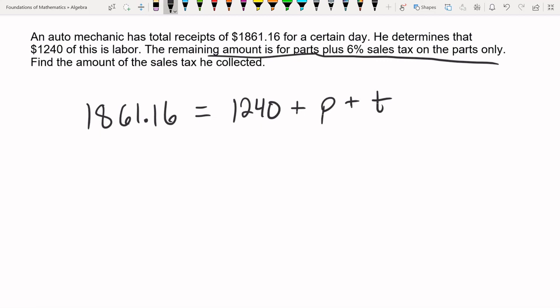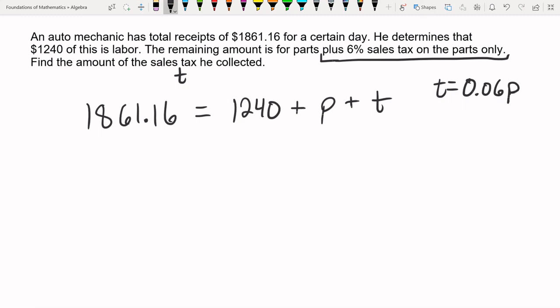What we want to know is how much sales tax. We want to know what T is. But to find T, we need to know what P is. That's because if it says plus 6% sales tax on the parts, how that works is that the sales tax equals 6% of the parts cost. So we can plug this thing into here and we can solve for the parts cost. We don't really want to know what the parts cost is.